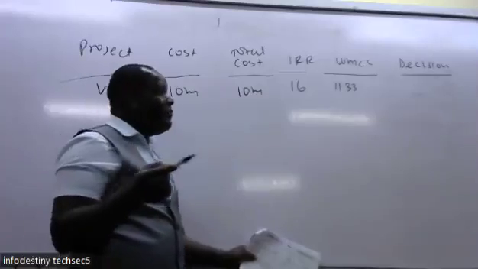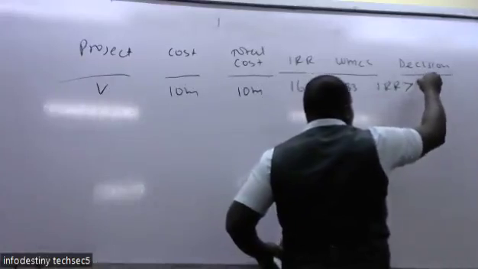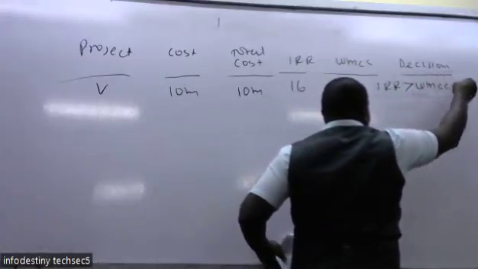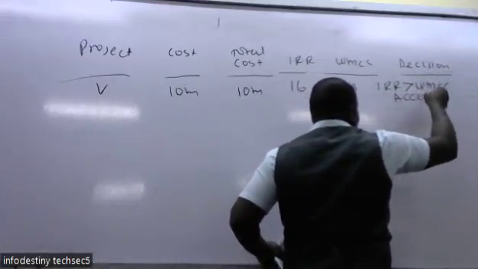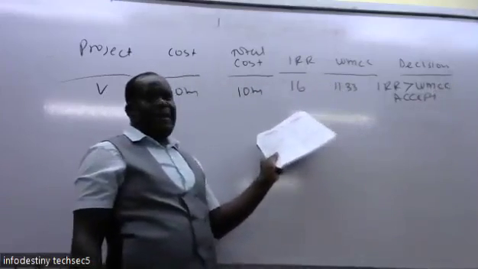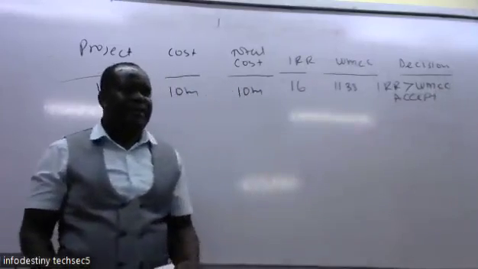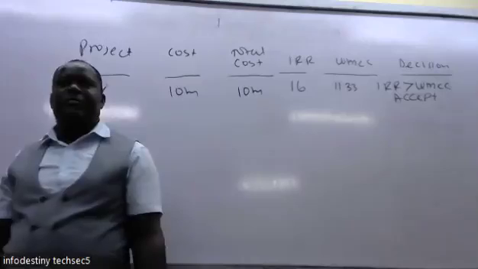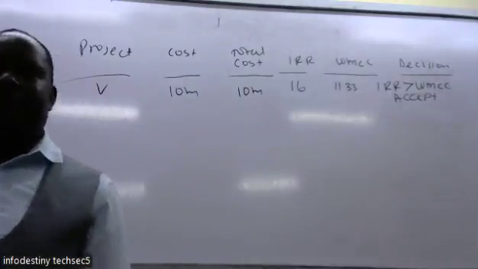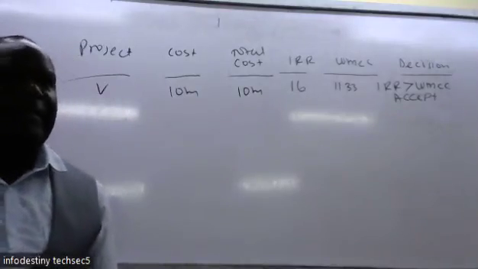So now you can see IRR is greater than WMCC. So that one will be accepted. So you accept. This IRR is greater than WMCC. So that one we accept. That one we shall be able to accept.